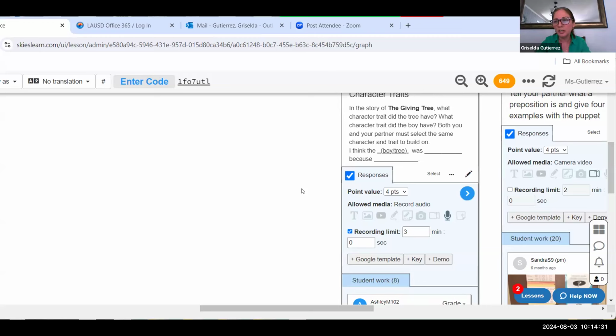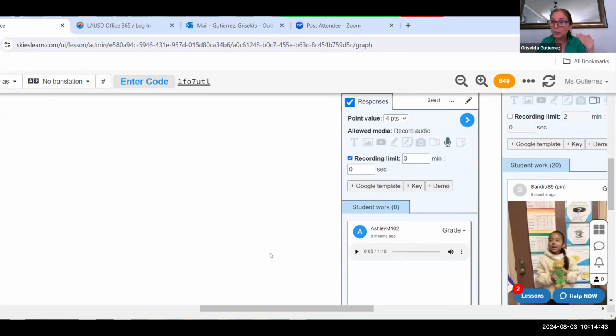And then the other partner, who maybe didn't want to talk about the tree, had to talk about the tree and build on another reason of why the tree was generous. So it was good to be able to record it, because I can't go around, and that was one of my pet peeves about ELD. How am I going to listen to all these conversations at once? And so with this tool, I have the evidence of my grading.